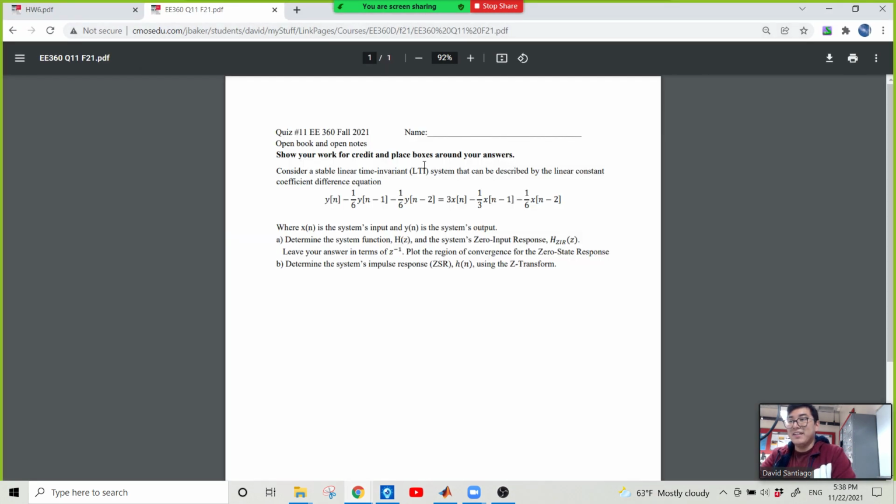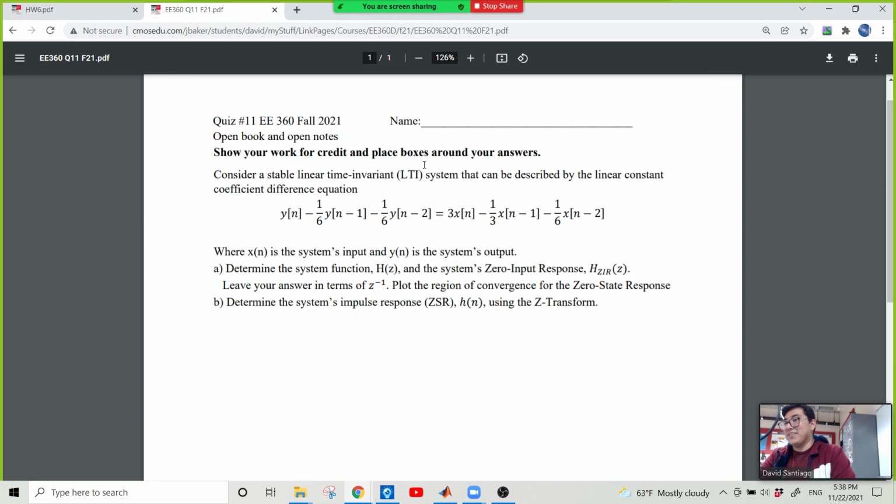So I say, consider a stable linear time invariant system that can be described by the linear constant coefficient difference equations, where we have that and that. So the thing I'm asking from everyone is to determine the system function H(z) and then the system zero input response.